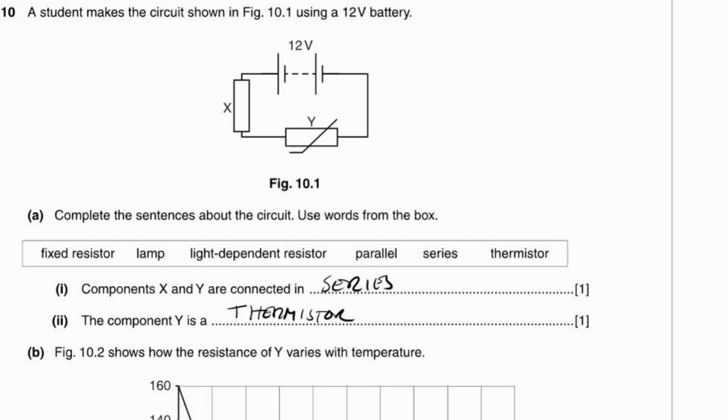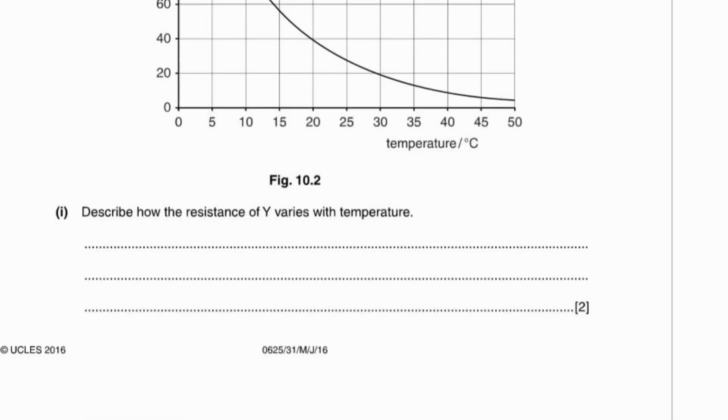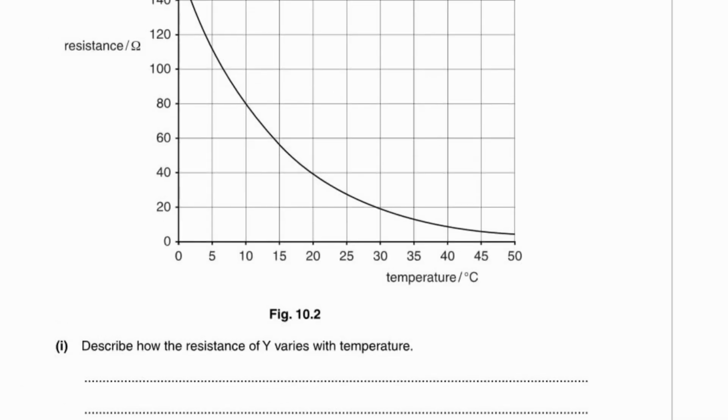Now, B. Figure 10.2 shows how the resistance of Y varies with temperature. Alright, as the temperature increases, the resistance decreases. It's not a straight line. Okay, so describe how the resistance of Y varies with temperature. Well, there we go. As the temperature increases, the resistance decreases.